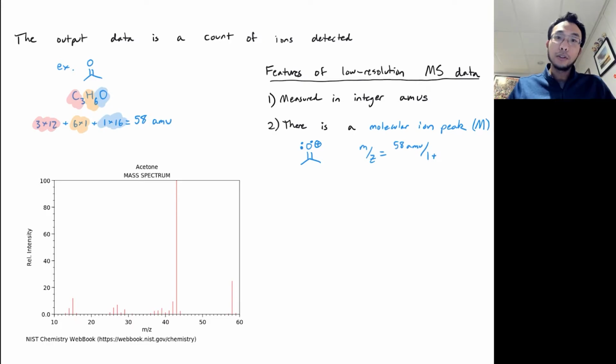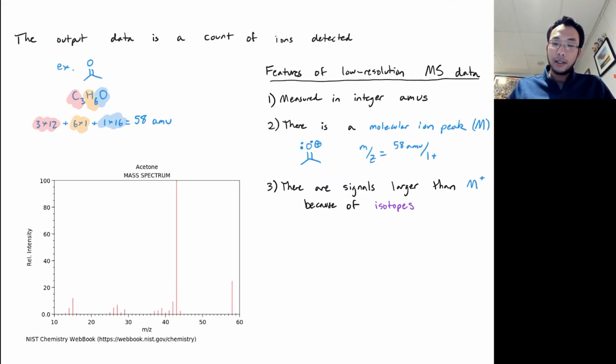If you're looking very closely at this data, you might notice that there is this signal here at 58, but there's a tiny piece of signal here that seems to be showing up at 59. So something bigger than what it's calculated for the molecule. That might feel weird at first, because how could something be bigger than what I think I put into the instrument? Well, the reason for this is because there are isotopes of most elements that have different masses.